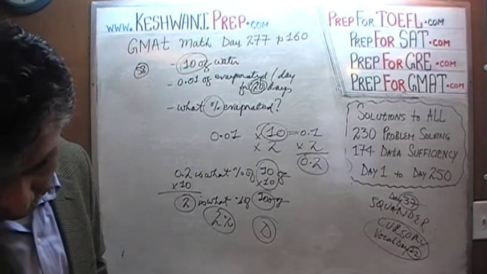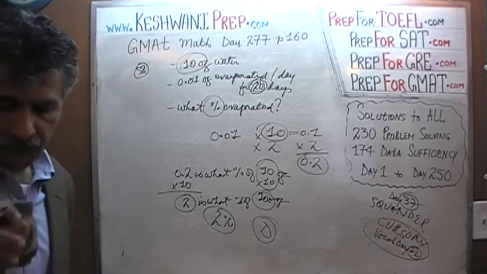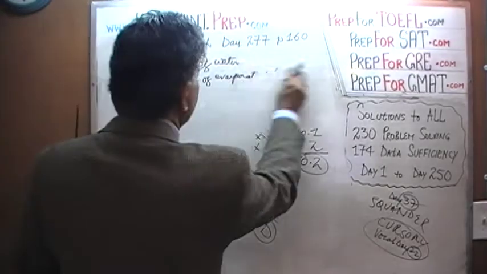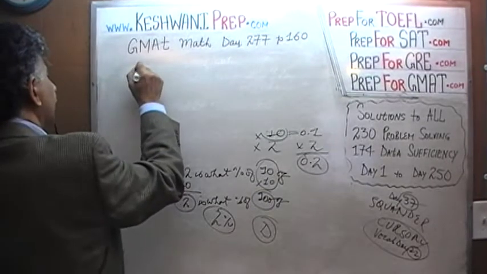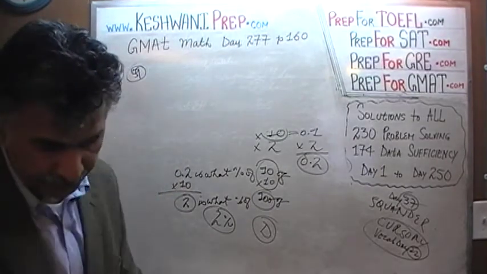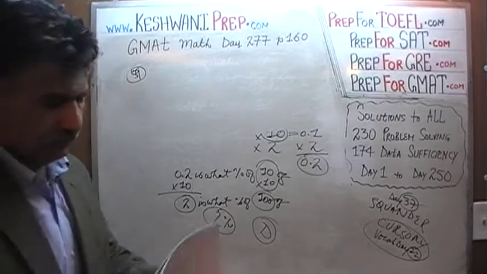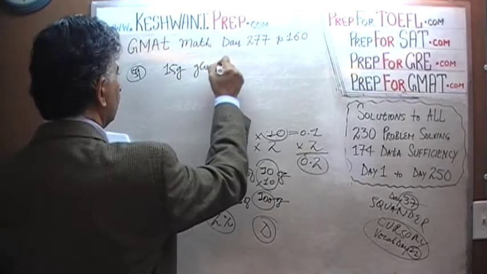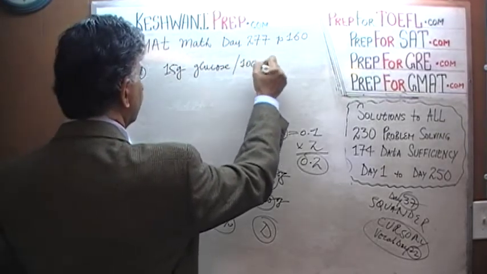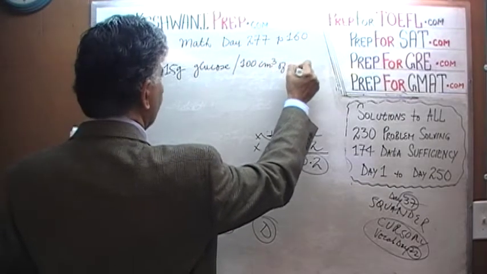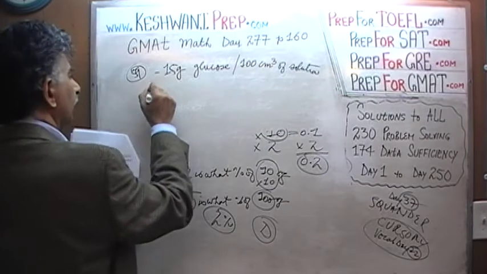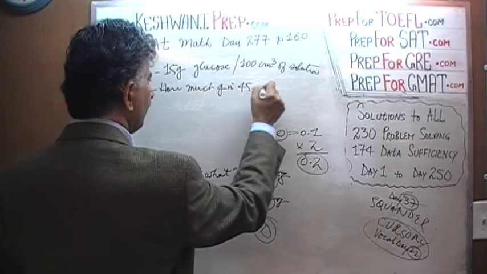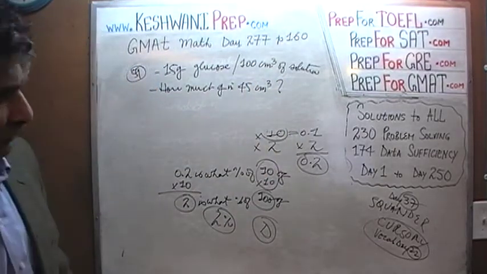Let's move on then. Next one, number 59. In number 59 we are told that we have 15 grams of glucose per 100 cubic centimeter of solution. The question is, how much glucose in 45 cubic centimeter?